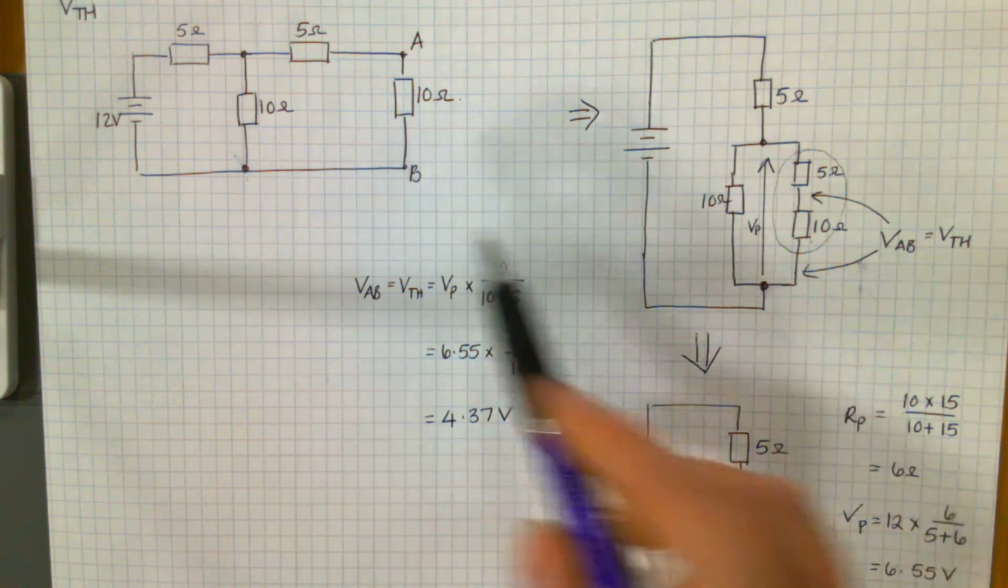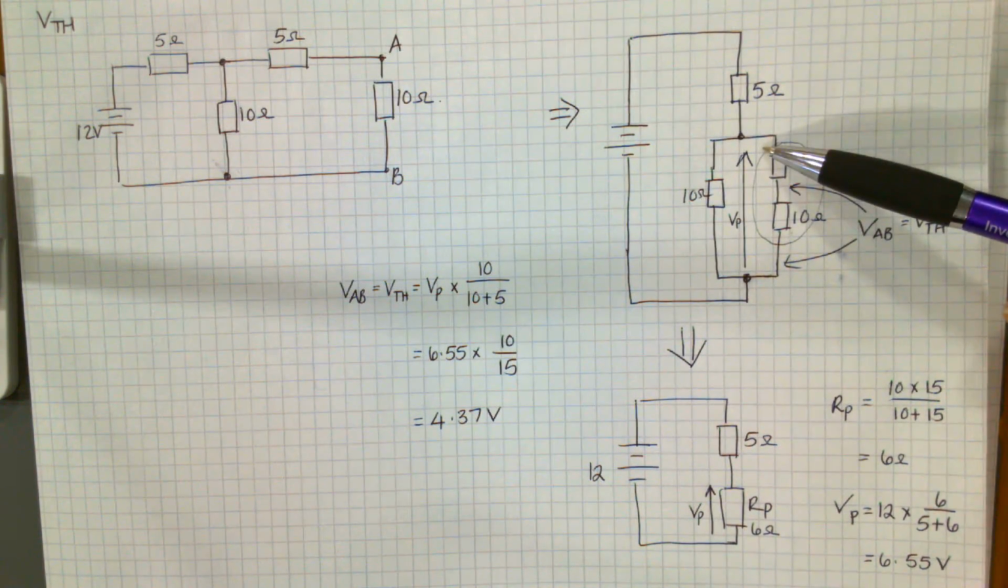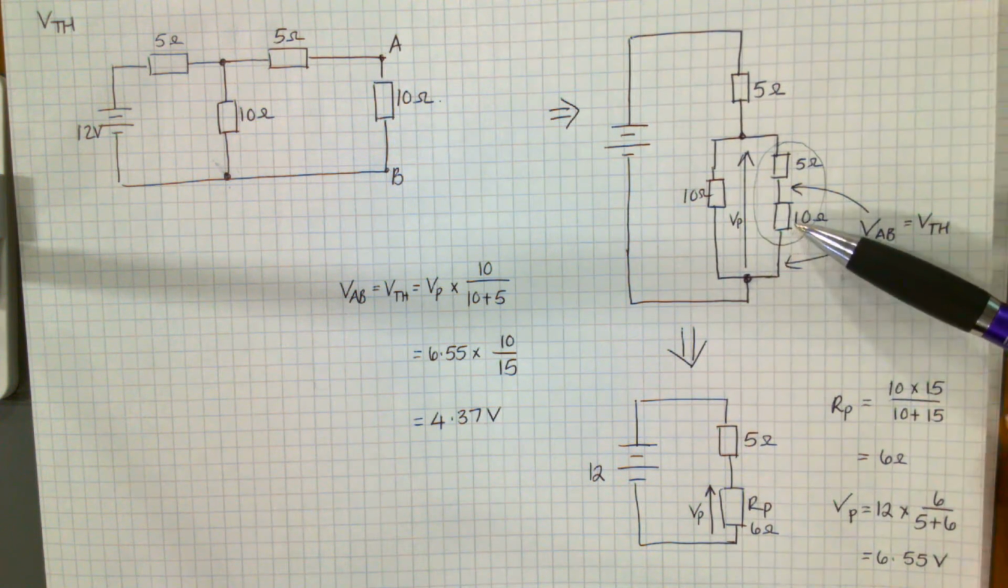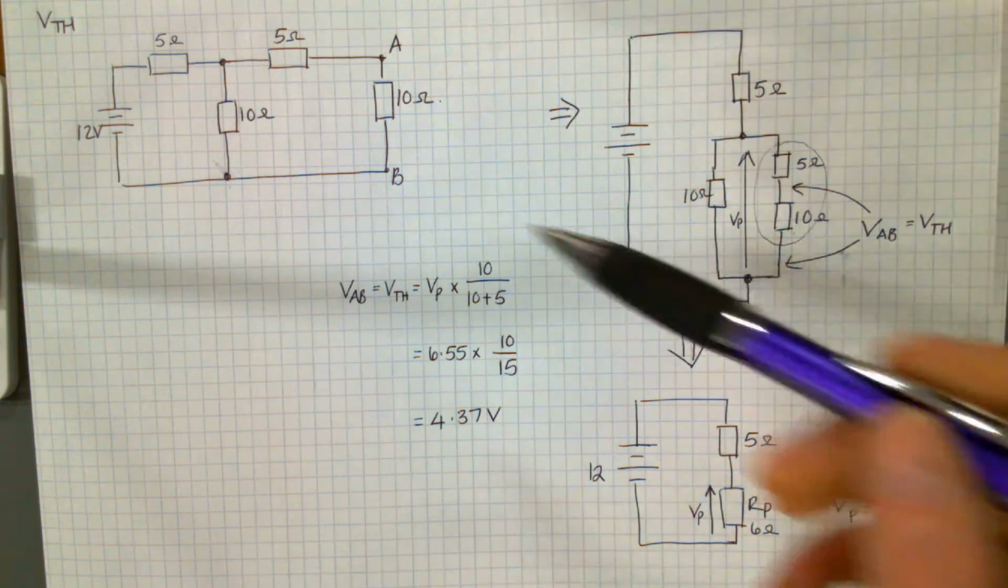So you've redrawn your circuit into an equivalent. Then you've worked out what the voltage across this parallel part is using the second equivalent circuit, taken that value back in and done a second divider there. Get the voltage VAB across that 10 ohm resistor, which is the voltage there.